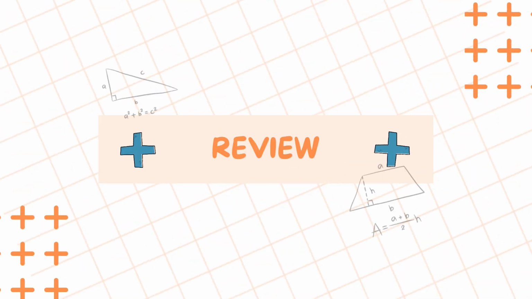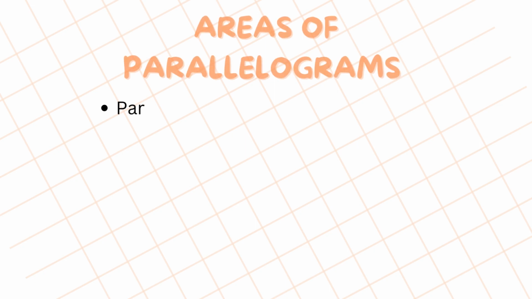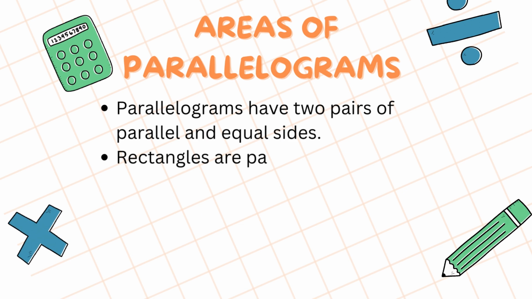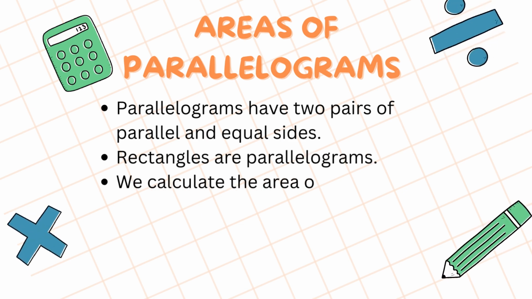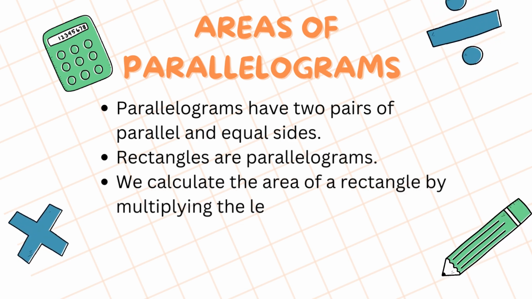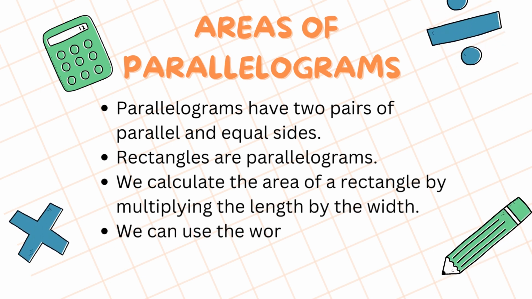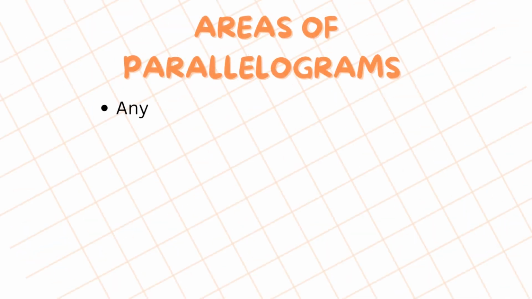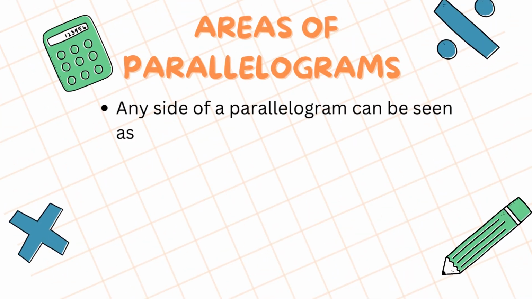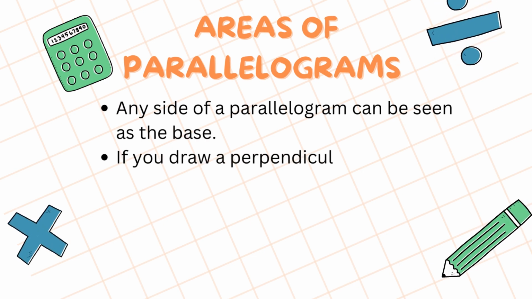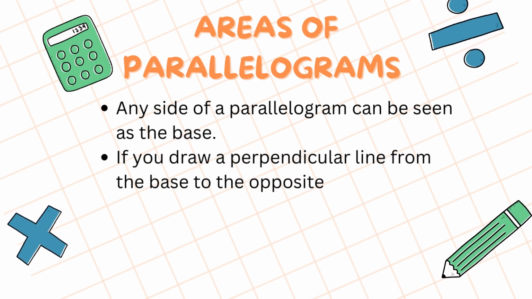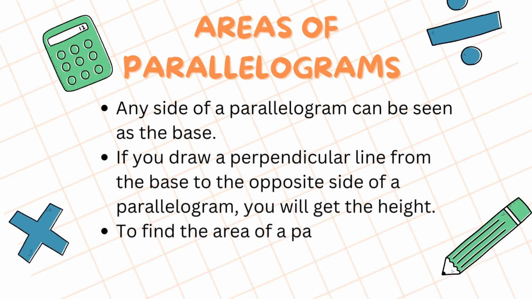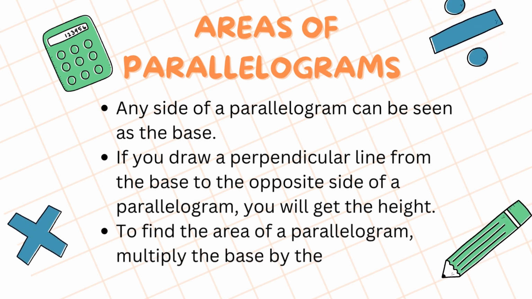Now let's review what we just learned. Parallelograms have two pairs of parallel and equal sides. Rectangles are parallelograms. We calculate the area of a rectangle by multiplying the length by the width. We can use the words base and height as well. Any side of a parallelogram can be seen as the base. If you draw a perpendicular line from the base to the opposite side of a parallelogram, you'll get the height. To find the area of a parallelogram, multiply the base by the height.